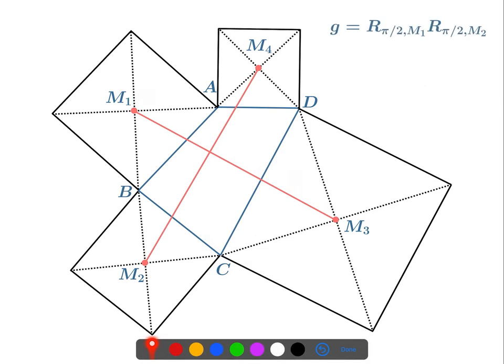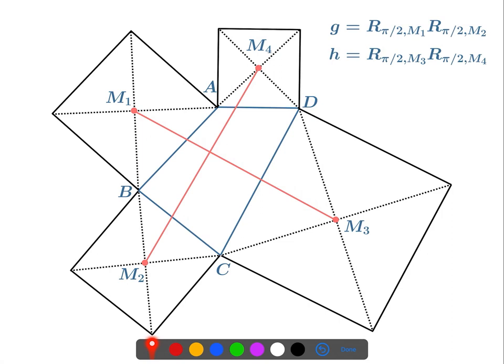So let me define a function g. It's going to be a rotation around m2 by pi halves, followed by a rotation around m1 by pi halves. And then I'm going to have another function, which I'm going to call h, which is a rotation around m4 by pi halves, followed by a rotation around m3 by pi halves. Now remember, rotating counterclockwise, so I'm going in this direction, but just pi halves in each of these.